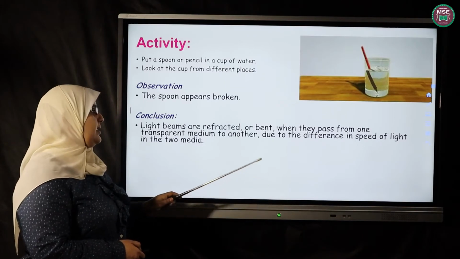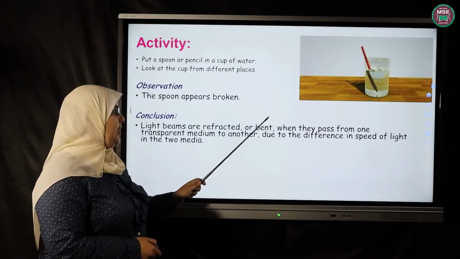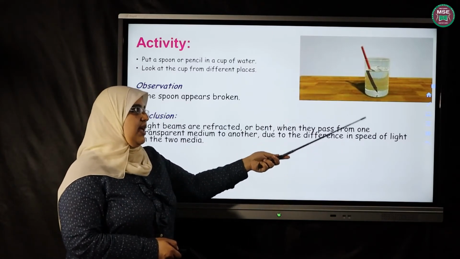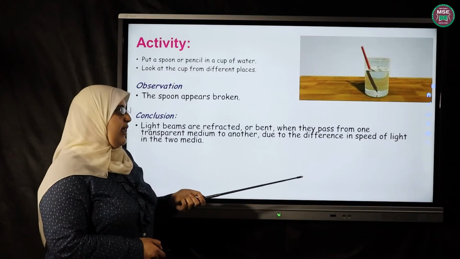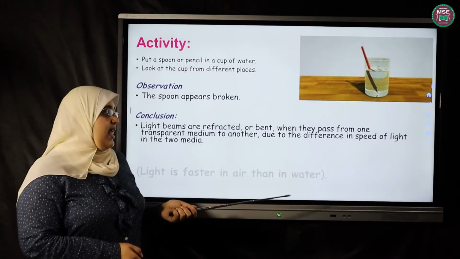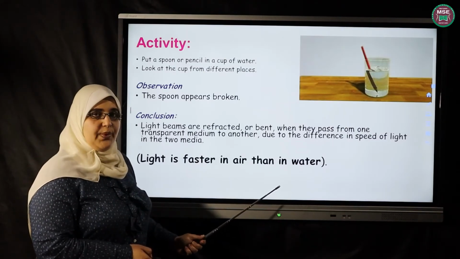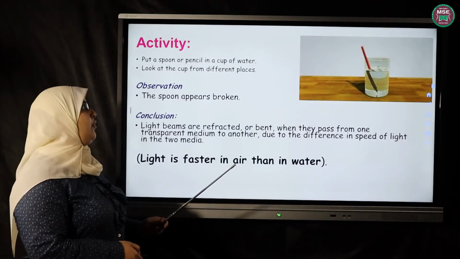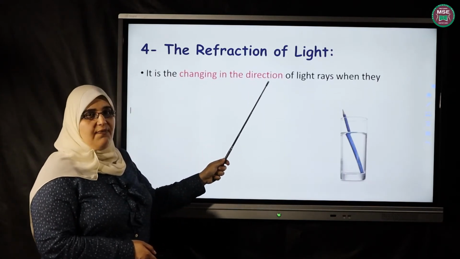Again, when the light passes from one transparent media to another, for example, from air to water, the light will change its direction due to the difference in the speed of the light. As we said, the light is faster in air than in water. So the fourth property of the light is the refraction of light.